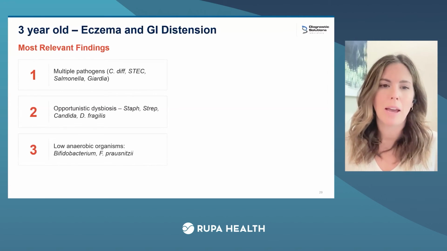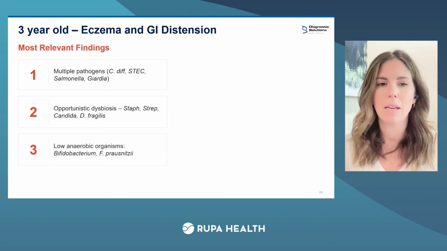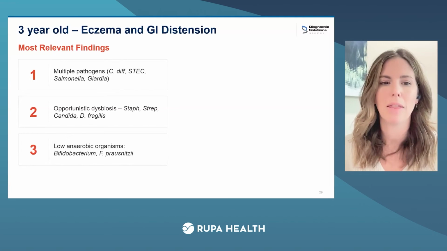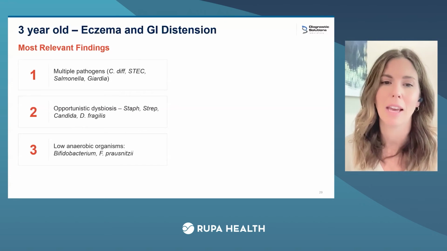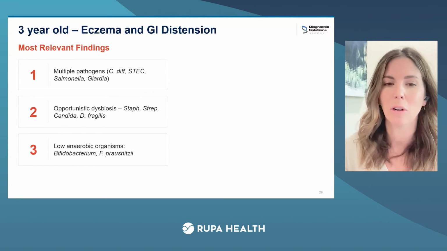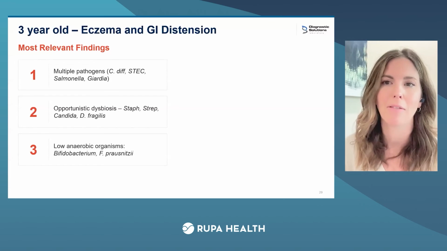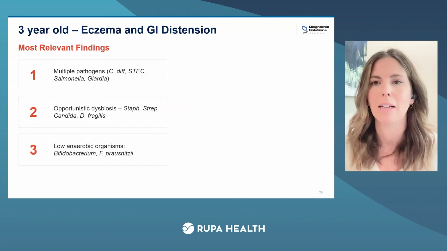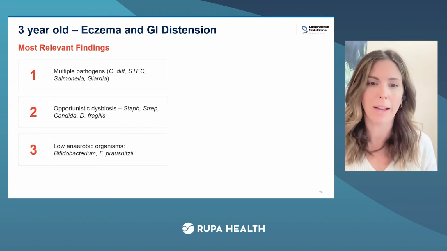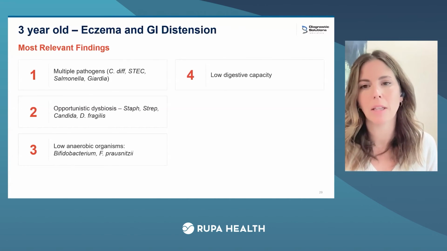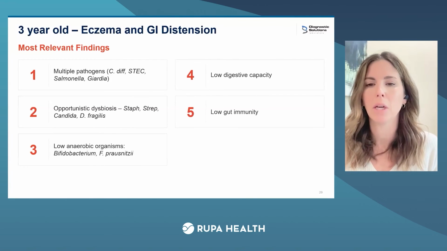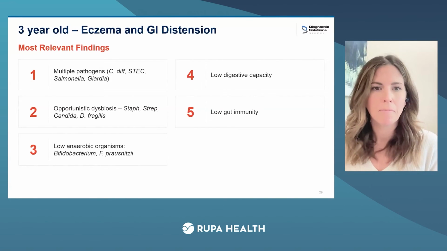Now, third, we want to look at the low flora. I would say it's really important to get the Bifidobacterium present in the GI up. They're going to be really protective against pathogenic and opportunistic organisms, as well as supportive of gut lining function, anti-inflammatory status, and overall health. We're also going to look at low digestive capacity, that was the low elastase, and also low gut immunity.